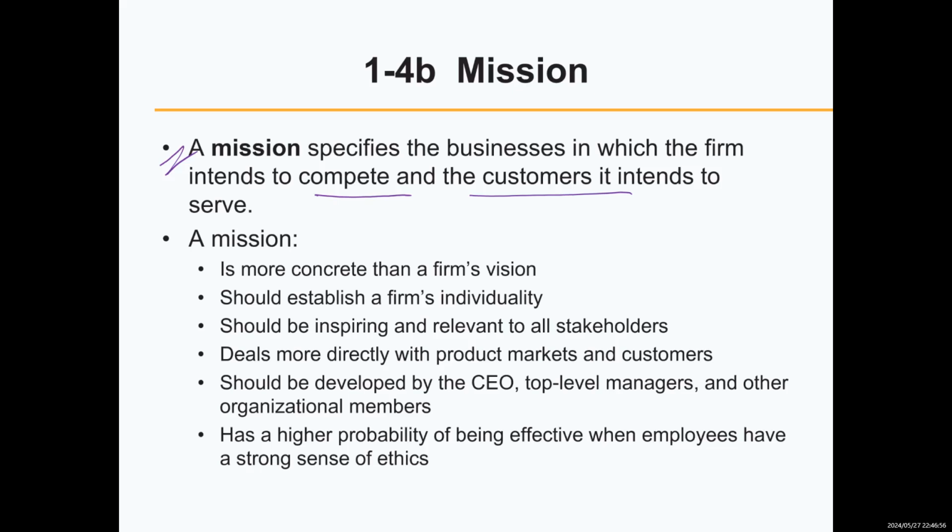So, the mission is more concrete than a firm's vision, should be established in a firm's individuality, should be aspiring and relevant to all stakeholders, and deal more directly with the product and customers. It should be developed by the CEO, top level managers, and other organizational members. It has a higher probability of being effective when employees have a strong sense of ethics.